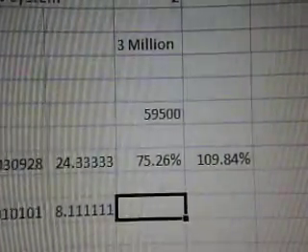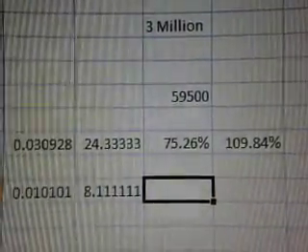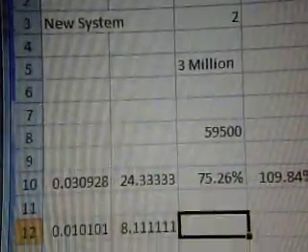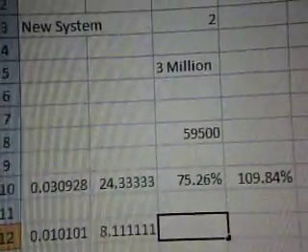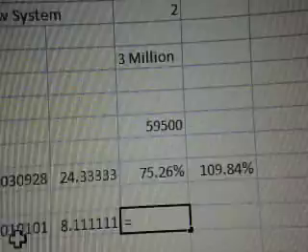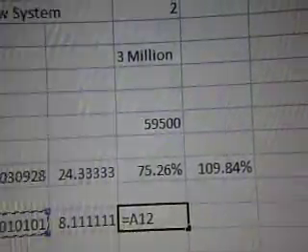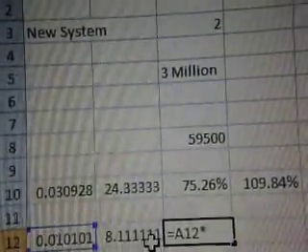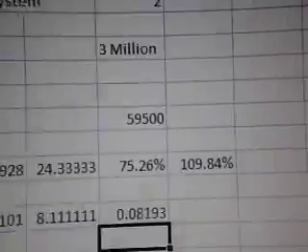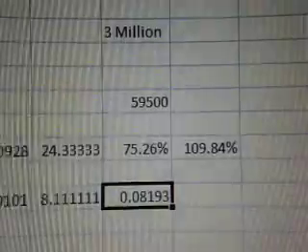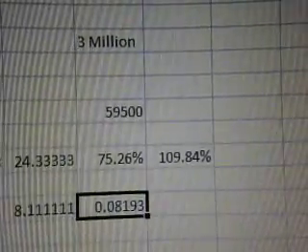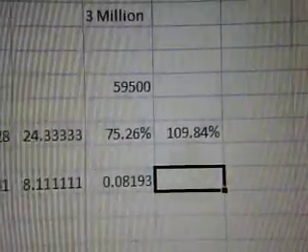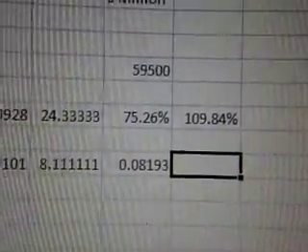Now you can compute the nominal rate by multiplying these two. So let's just do that. The first part, that is in cell A12, is multiplied by B12. That is your nominal cost of credit. You can also compute the effective cost of credit.